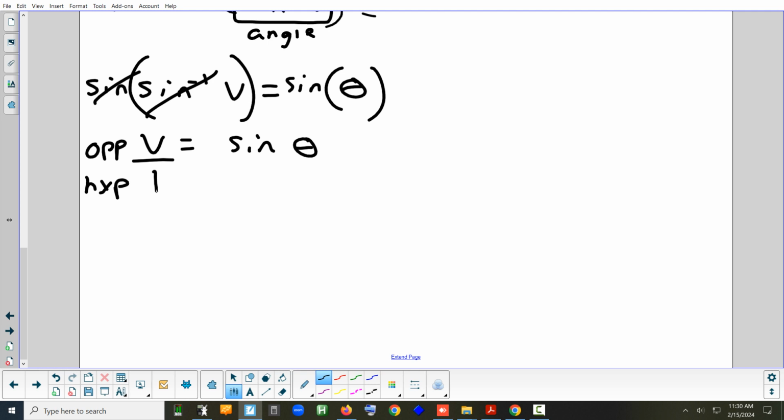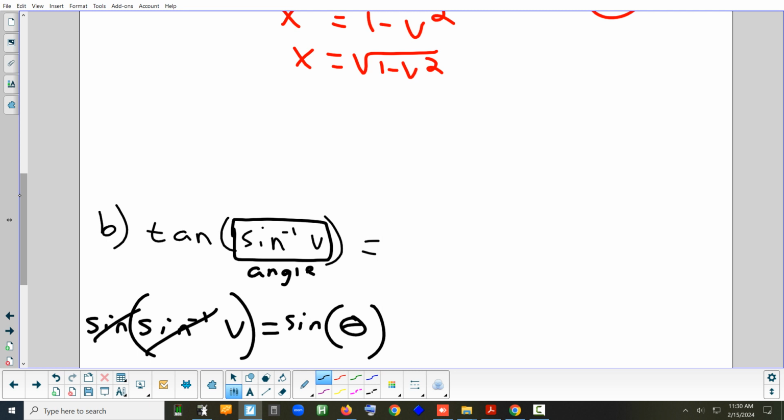Yep. Okay, so now we need to draw a triangle where the opposite is v and the hypotenuse is a 1. Where you put theta, you can put it at the top, you can put it at the bottom, you're going to get the same answer. Your diagram will just look different. I usually just put it right there. Okay, so the sine is opposite over hypotenuse. What are we going to label the opposite? V. What are we going to label the hypotenuse? 1. Now let's go back up and look at the original problem.